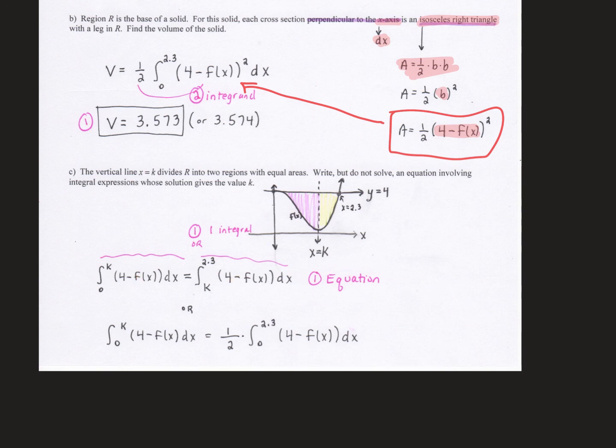An alternate way of doing this is to look at one of these regions from 0 to k and say that that's half of the entire region. So an alternate way besides that first equation would just be to say from 0 to 2.3, which is entirely region R, and then just cut that in half, and that equals that pink region.